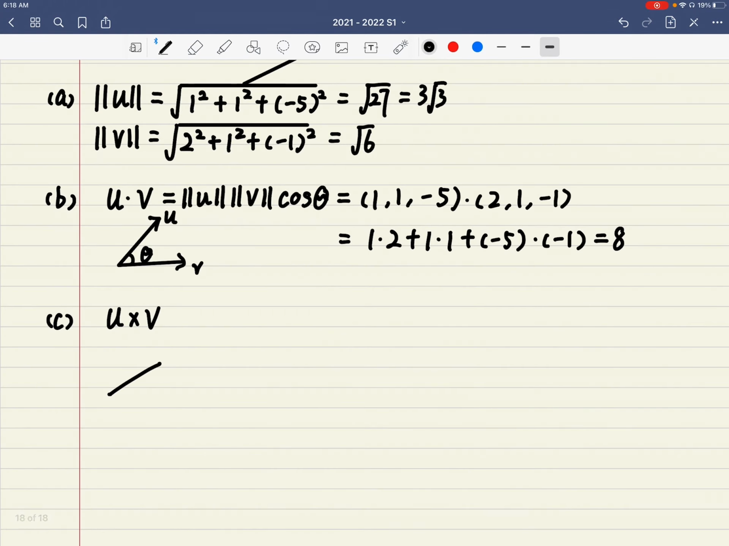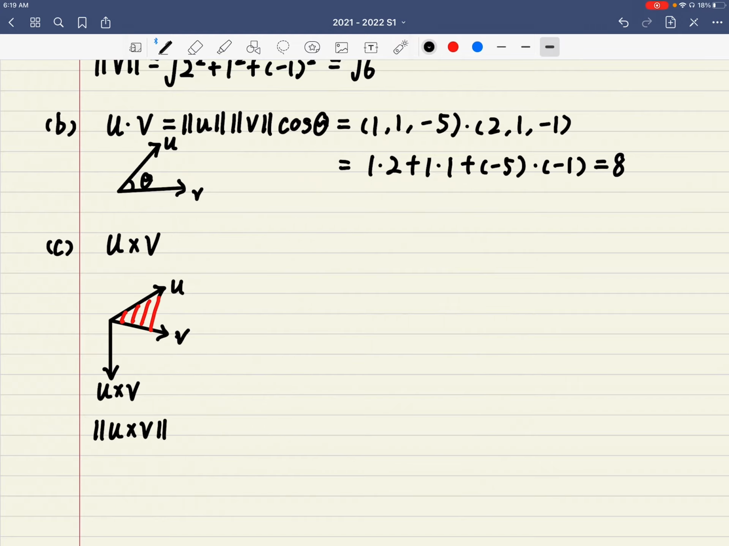And the length of the cross product: the cross product gives you a new vector. The length of that new vector, we have a nice formula for it. It's length of u times length of v times sine theta. Again, theta is the angle between u and v. Okay, that's how you get the length and the direction of the cross product.